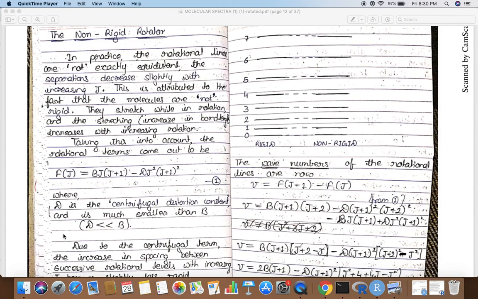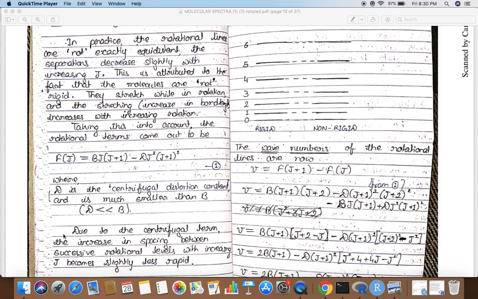The value of D is not mentioned here. In terms of B, D is equal to 4B cubed divided by nu bar squared, where nu bar is the fundamental vibrational frequency of the atom. It means that the atom is vibrating with the frequency nu bar, which is the fundamental vibrational frequency. So in terms of the fundamental vibrational frequency, D is equal to 4B cubed divided by nu bar squared.